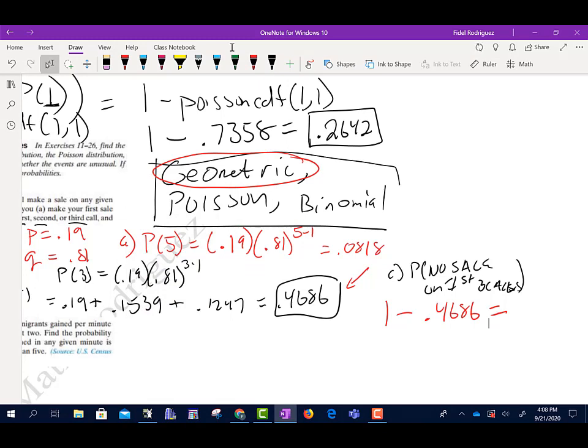Oh, what's going on with my pen? Sorry guys, my pen seems to be freezing up. There we go. 0.5314, and there is my answer for part C.